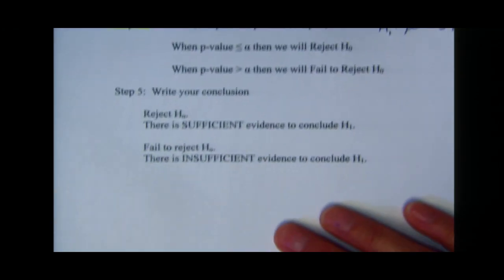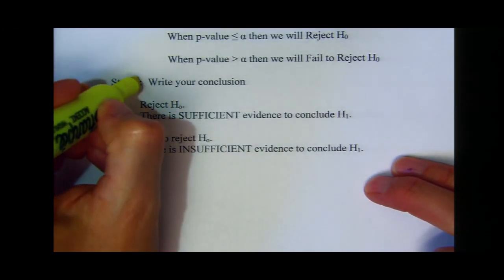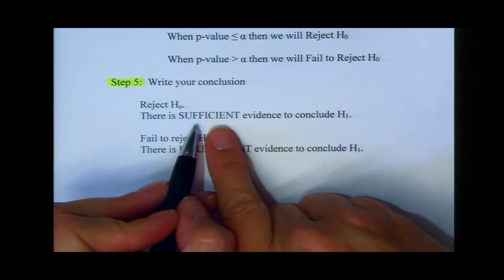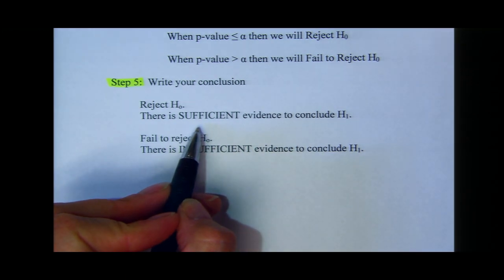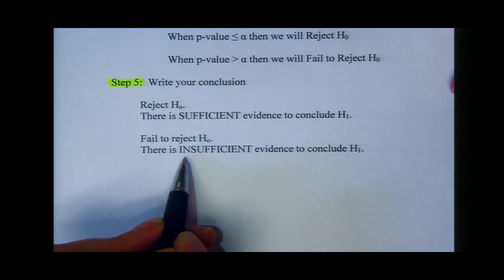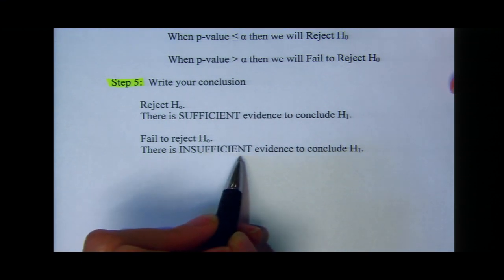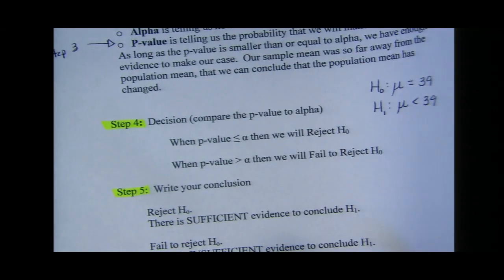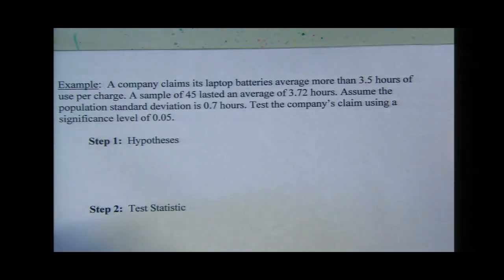And then lastly is step 5, which is your conclusion. If in step 4 you reject, then you have sufficient evidence to say it's changed to the alternate. If you fail to reject, then you have insufficient evidence to conclude that it's changed to the alternate. All right, so at this point you may be on overload. So let's go ahead and do some problems. I think once you see an example worked out each step, it hopefully won't seem quite so overwhelming.